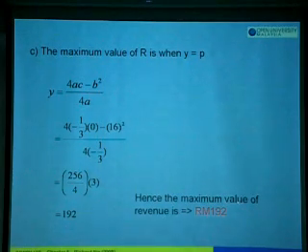Therefore, we can say the maximum value of revenue is given by 192 ringgit. Okay?